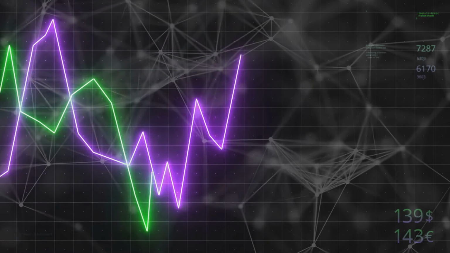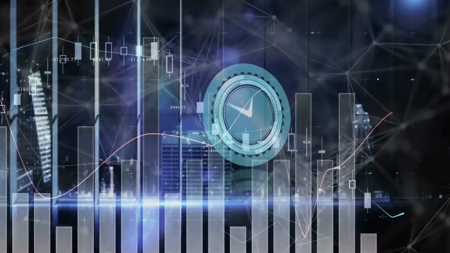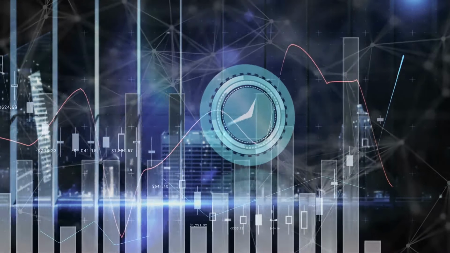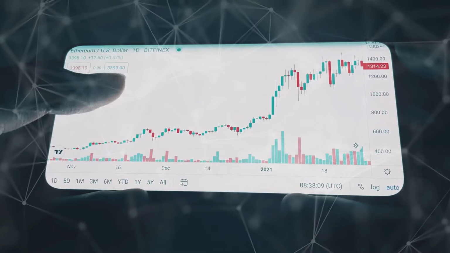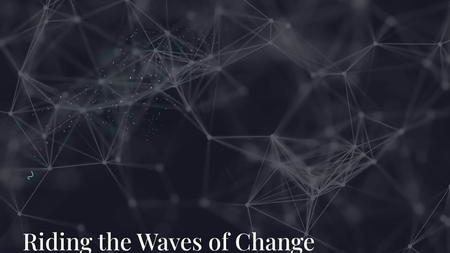Understanding price trends is paramount to successful trading. These trends dictate the overall direction of the market, influencing the decisions of traders and investors. Recognizing these trends early on can give traders a significant advantage.